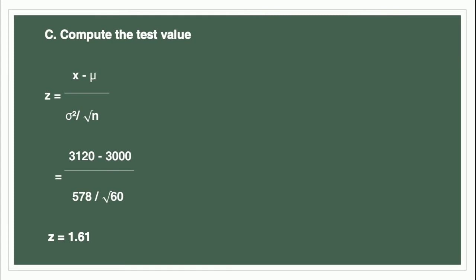The formula is z is equal to the sample mean minus the population mean over the standard deviation over the square root of the sample size. To substitute, 3,120 minus 3,000 over 578 over the square root of 60. The test value is 1.61.